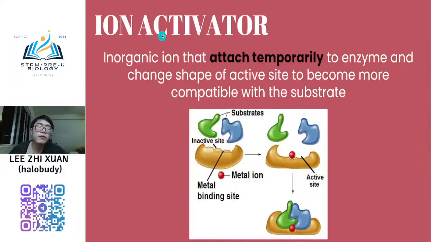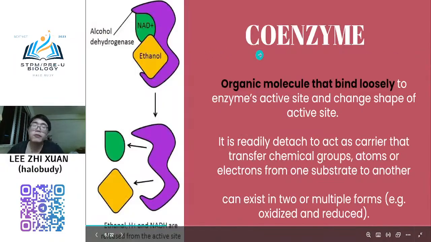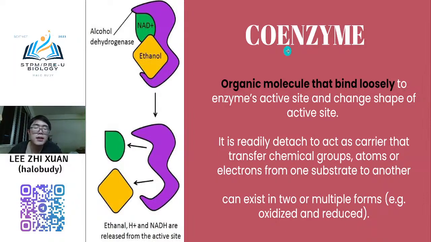If you refer to ion activators, the main difference is that it is an inorganic ion. But for the coenzyme and prosthetic group, it is an organic molecule. So inorganic refers to metal ions only, and organic is either coenzyme or prosthetic group. So what are their differences? The difference is this: coenzyme binds loosely, but prosthetic group binds tightly.